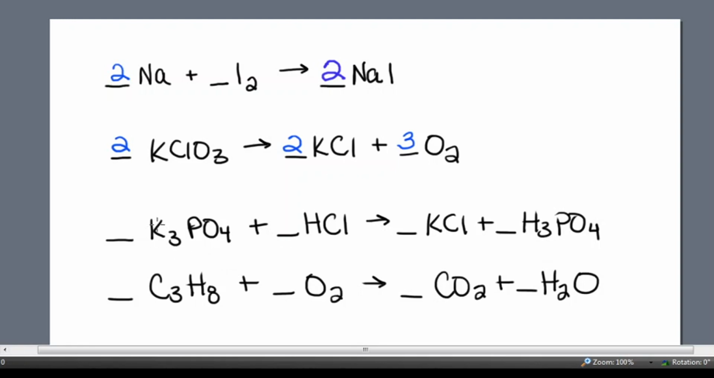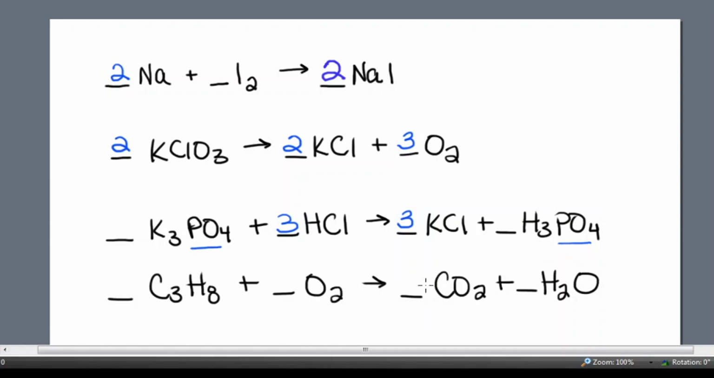Let's look at the third example. 3 potassiums on the left and only 1 on the right. Pop a 3 out in front. There are 3 chlorines now on the right when I put that 3 out in front there, and only 1 chlorine on the left, so I need a 3 out in front there, which made my hydrogens 3, and on the right there 3. And all that leaves for me to check is my phosphates, so I can see my 1 phosphate unit on the right and my 1 phosphate unit on the left. Again, easier to look at those polyatomic ions as units.